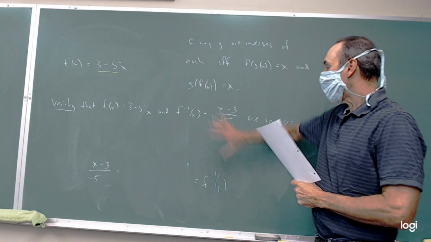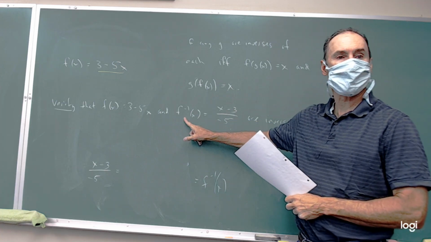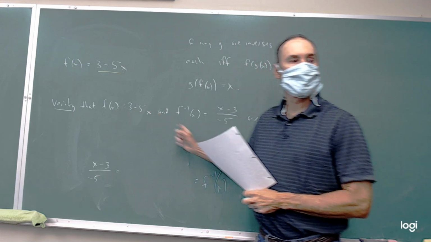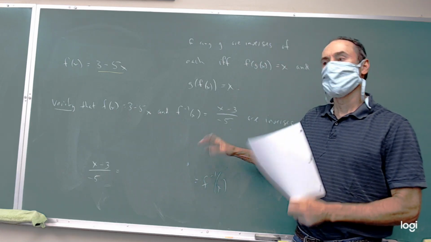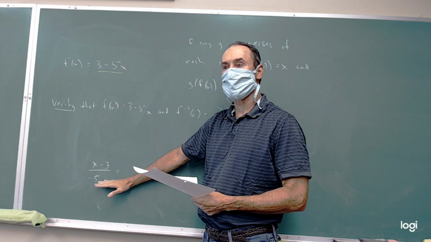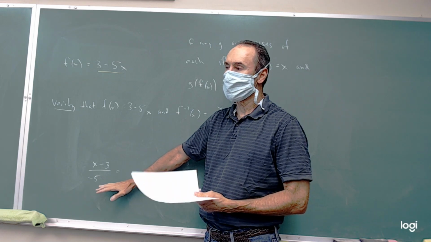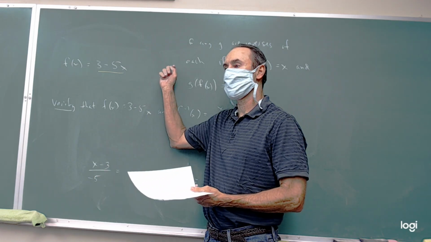So if I had not given you this already, or maybe I just called this g of x, and I said verify that these two are inverses of each other, it would not be okay to take this one, switch the x and y, solve, come up with this and say, see there, it must be the inverse. Because that's not really a mathematical proof.